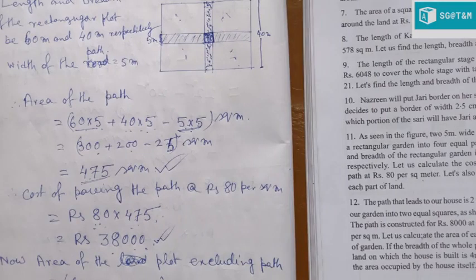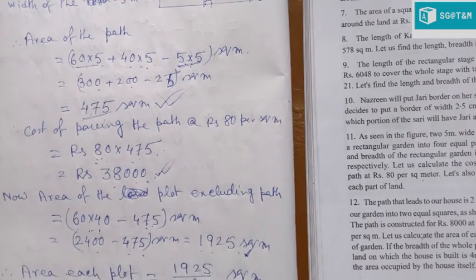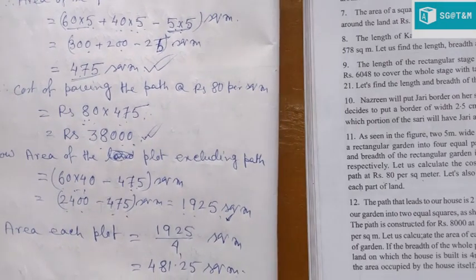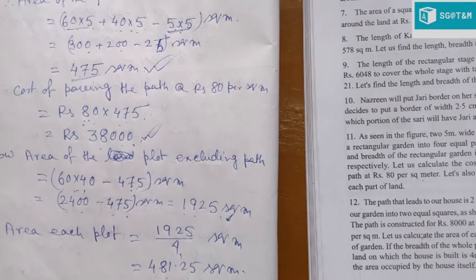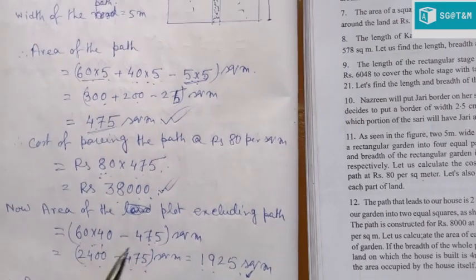Therefore the area of each plot is equal. The area of the 4 plots is 1925, so the area of each plot is 1925 divided by 4. Then we get the answer 481.25 square meter. So the area of each plot is 481.25 square meter. Now it is clear to all of you. Okay.